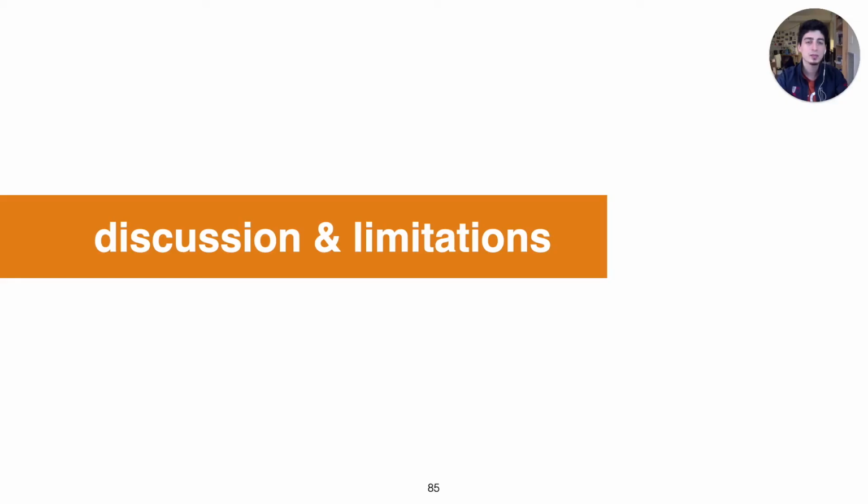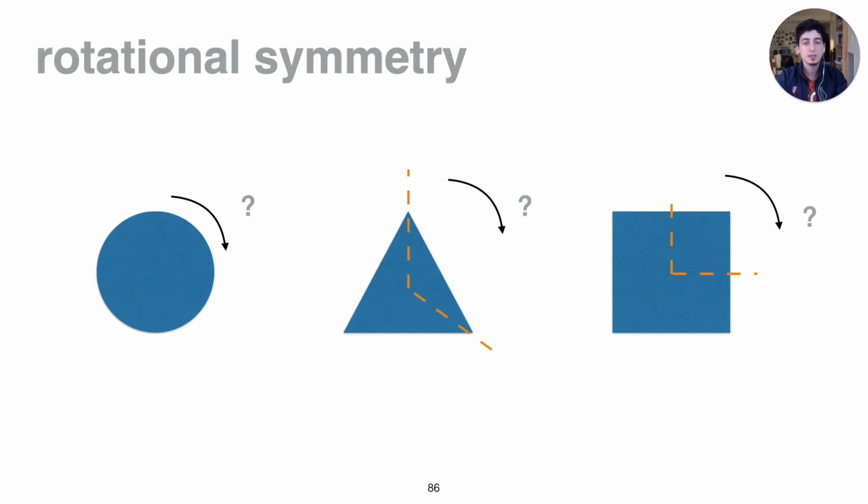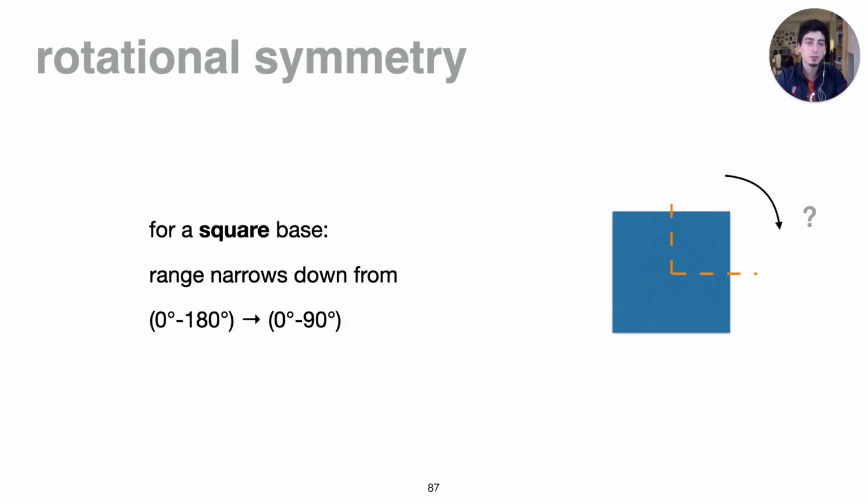Now, I would like to discuss some of the limitations of GID. An obvious limitation is that we need to have objects that have a rotationally asymmetric contour. Objects whose bases are rotationally symmetric are challenging because, for example, for a circle, the user would not know how to align it to take a picture. For certain shapes, the number of identifiable angles is reduced. For example, for a square base, the maximum angle goes down from 180 to 90 degrees.